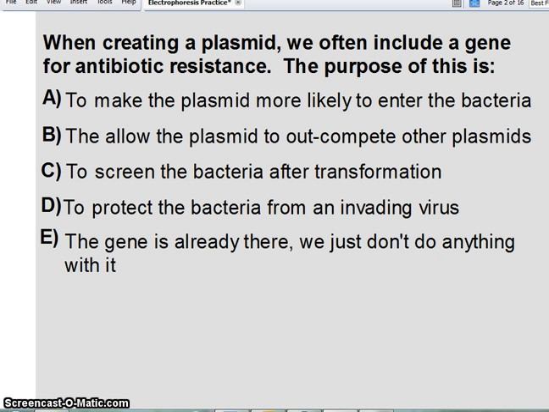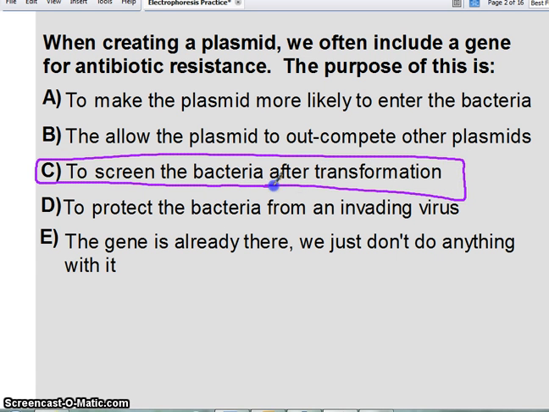Secondly, you want to create a plasmid. We often include a gene for antibiotic resistance. The purpose of that is for screening. Because when we make a plasmid and we put it in bacteria, just because we expose our bacteria to the plasmid doesn't mean that every bacteria picked it up. It would be like me throwing candy out to the room. Some people might grab a bunch of candy and other people might not get any. So we're going to have a mix of bacteria in here. Some of them picked up the plasmid, some of them didn't.